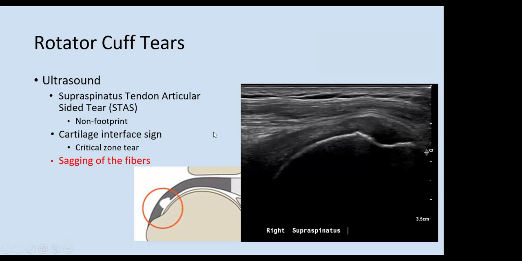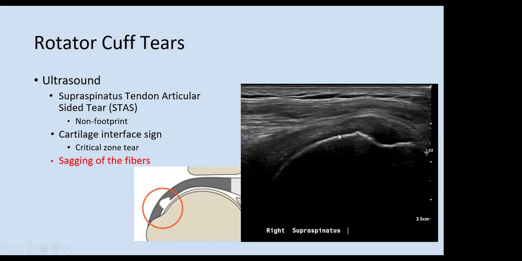But there are indirect signs for partial thickness tear called the sagging of the fibers. And if you follow the dorsal surface of the tendon here, the supraspinatus tendon, you will see there's a dip here, and then it goes back up. So there's a dip here in the critical zone of the tendon. This is called the sagging of the fibers. And sagging of the fibers means there is a thinning of the tendon, and that thinning is because there is a partial thickness articular sided tear. However, the tear is not fluid filled.